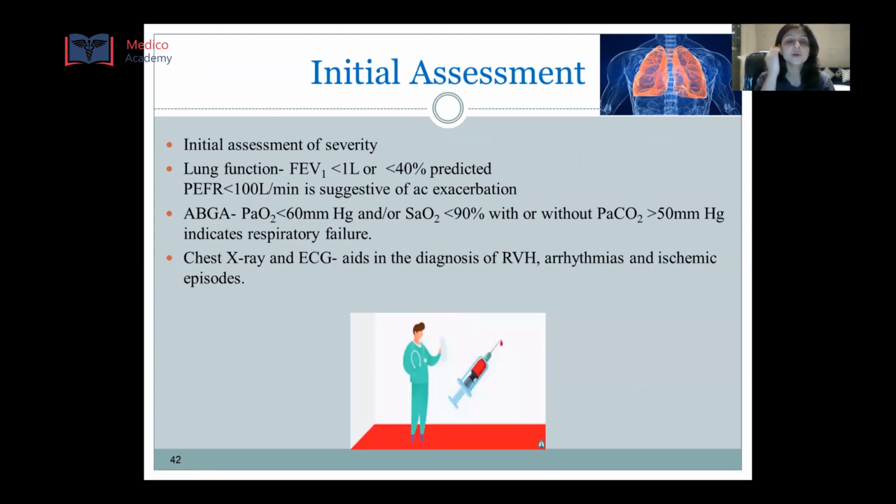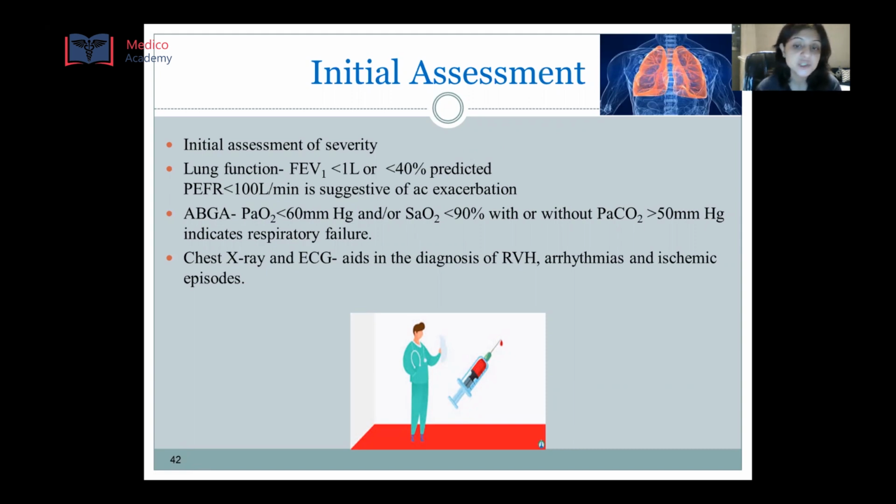So how do we do the initial assessment of this patient? When we talk about the spirometry, if you do the lung functions, the FEV1 is less than 1 liter or less than 40% of the predicted. When peak expiratory flow rate is less than 100 liters per minute, it is suggestive of an acute exacerbation in the patient. Very important. Peak expiratory flow rate less than 100 liters per minute.